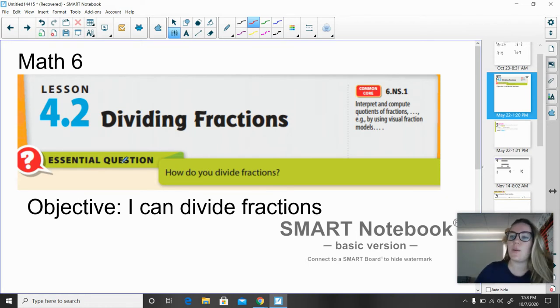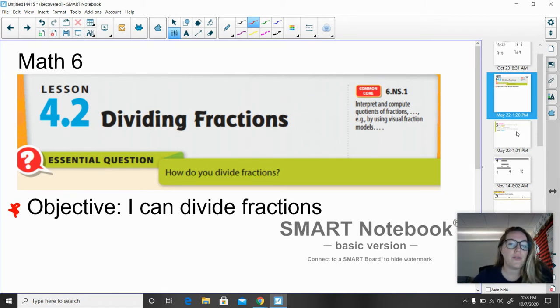So the first thing that we are going to do here is I need you to write down that this is lesson 4.2 and our title is dividing fractions. Our objective today is I can divide fractions. Pretty easy. We're not even going to do mixed numbers today. It's literally just dividing fractions.